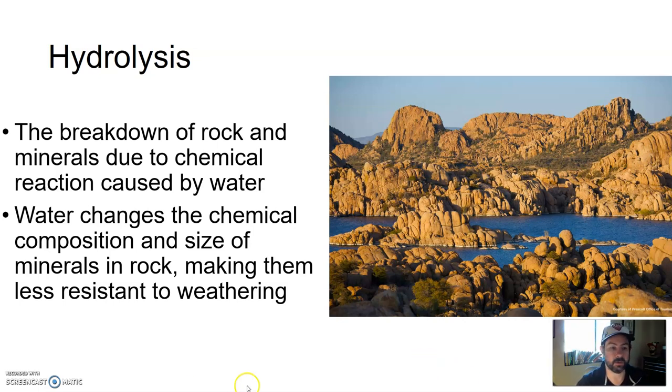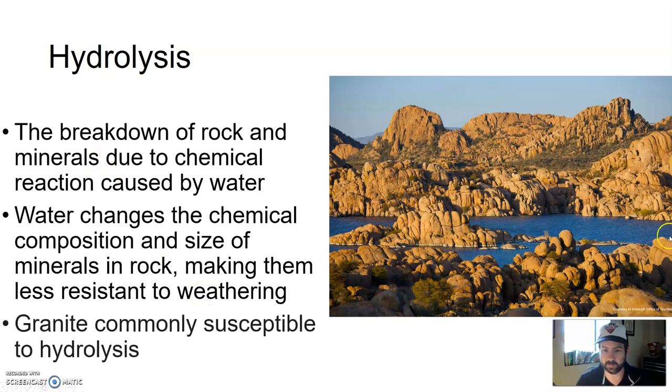So what happens is water changes the chemical composition and size of the minerals in the rocks themselves, making them less resistant to weathering. So they're more susceptible to weathering. And a rock that typically does this, which you kind of see here, is granite. Granite is commonly susceptible to hydrolysis. So it's changing the chemical composition and the size of the minerals in the rock.